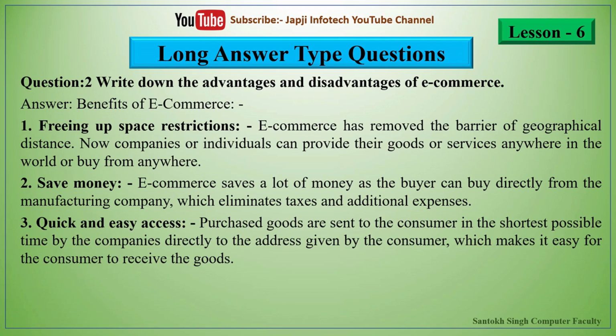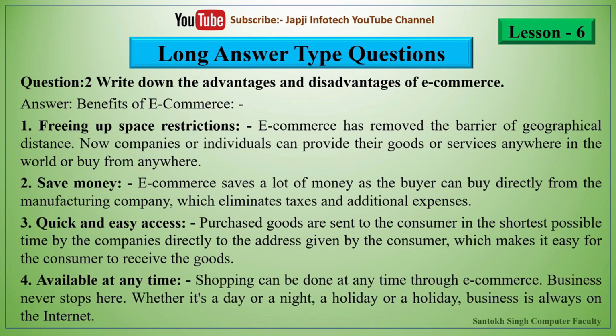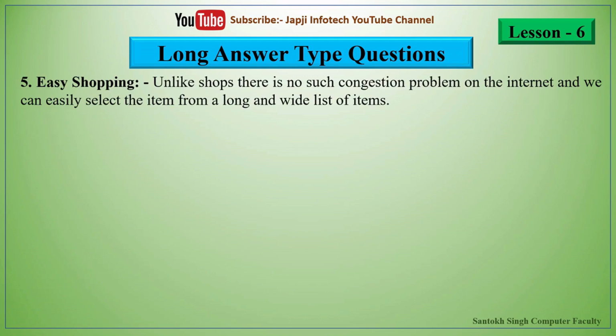Third one is quick and easy access. Purchased goods are sent to the consumer in the shortest possible time by the companies directly to the address given by the consumer, which makes it easy for the consumer to receive the goods. Fourth one is available at any time. Shopping can be done at any time through e-commerce. Business never stops here. Whether it's a day or a night, a holiday or a working day, business is always on the internet. The fifth one is easy shopping. Unlike shops, there is no such congestion problem on the internet, and we can easily select the item from a long and wide list of items.